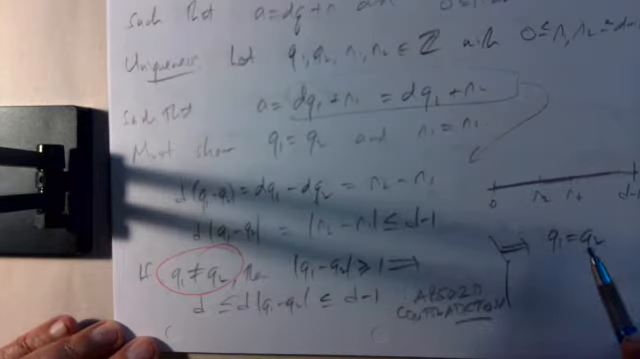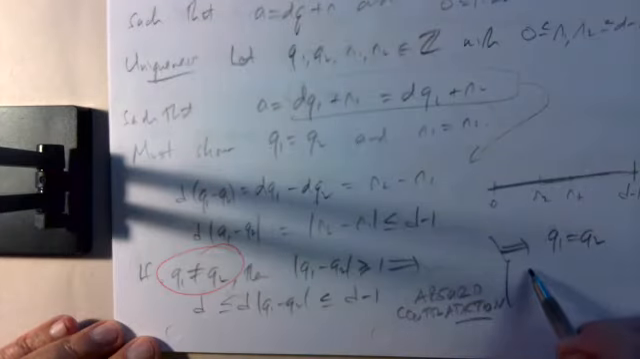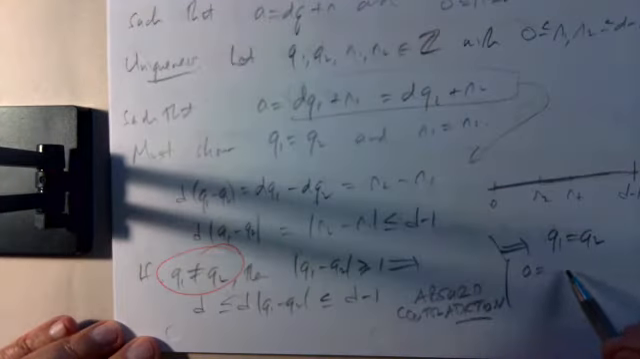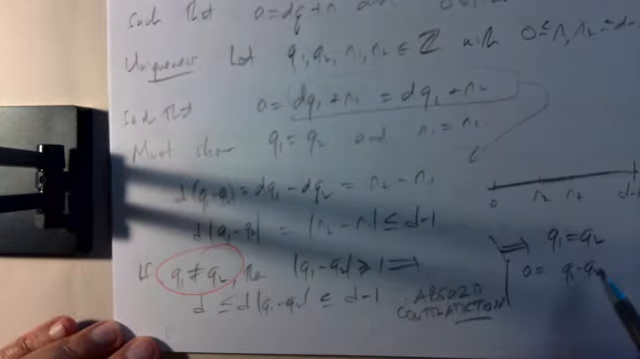And so 0, which is Q1 minus Q2, right? If two numbers are equal, their difference is 0. Multiply it by D, it's still 0. Is R2 minus R1. So R1 equals R2.